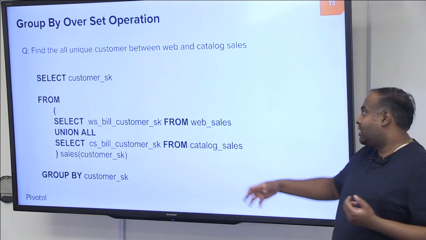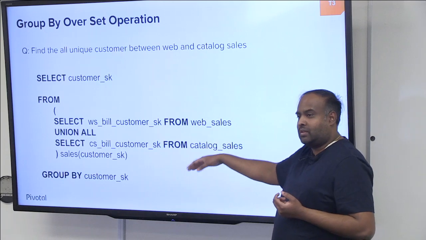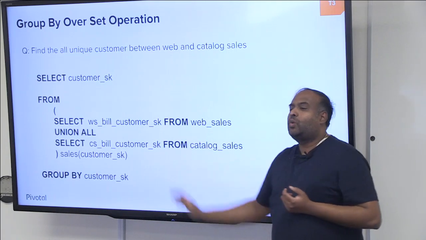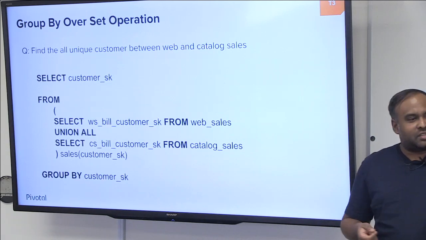So you have a union. Any set operation, it could be an except, it could be an intersect, any of those. And then you're grouping by to find out the unique customers so that you can go and send out promotions to these unique customers.